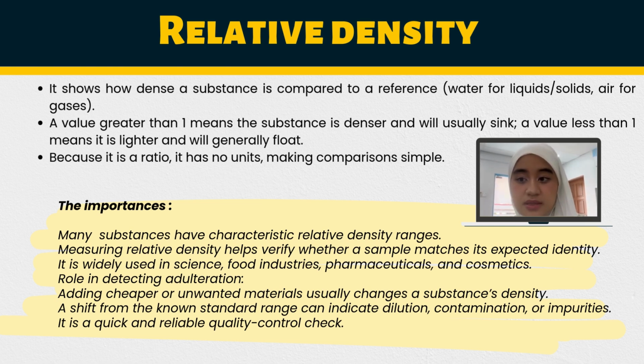The importance is that many substances have a characteristic relative density range. So measuring relative density helps verify whether a sample matches its expected identity. It is widely used in science, the food industry, pharmaceuticals and cosmetics, and plays a role in detecting adulteration. Adding cheaper or unwanted material usually changes a substance's density. A shift from the known standard range can indicate dilution, contamination, or impurities. It is a quick and reliable quality control check.